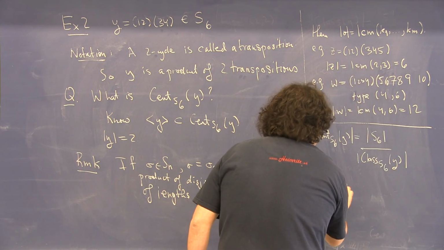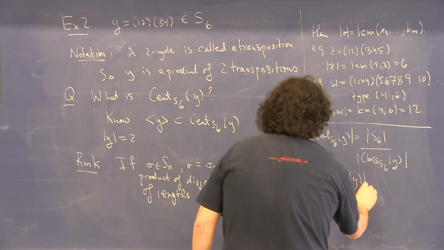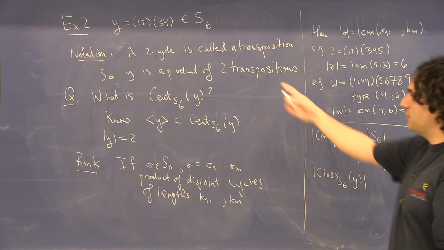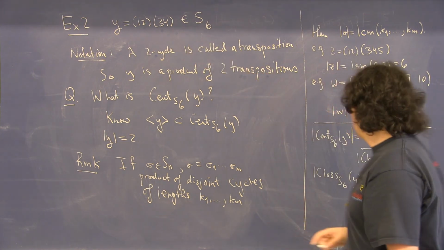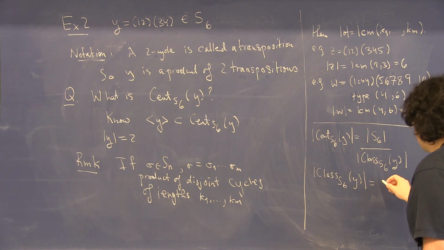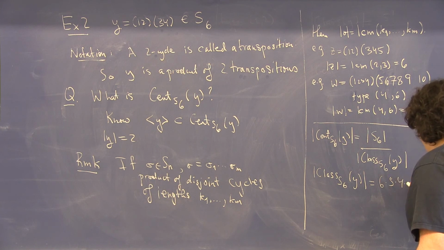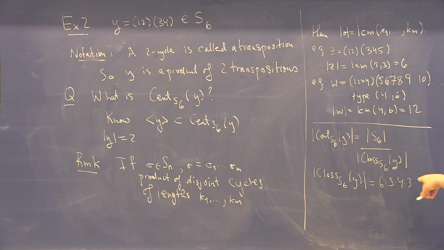Well, we know by what we said about conjugation in the symmetric group, this is the number of elements of the same cycle type as y, cycle type 2, 2. So this is equal to 6 times 5 times 4 times 3. And now I do not continue. Beware, I do not continue 2 times 1. It's very easy to make this mistake of just going on and writing just 6 factorial divided by stuff.